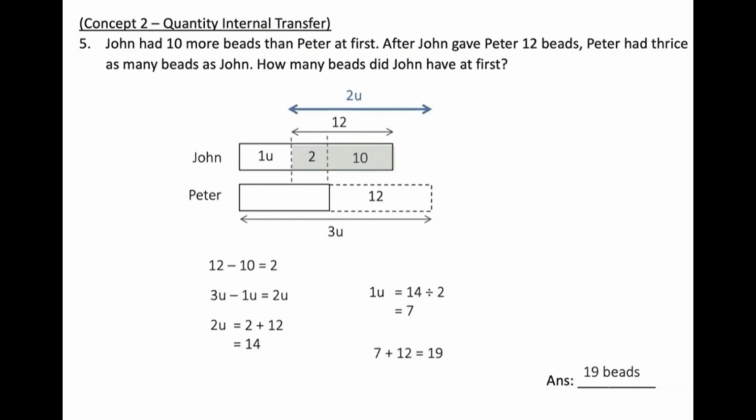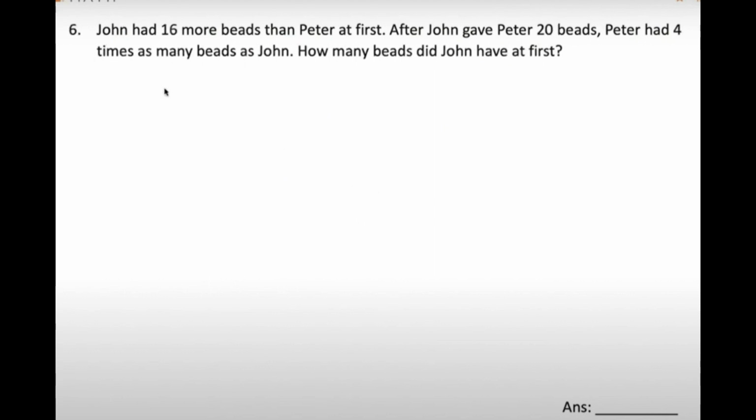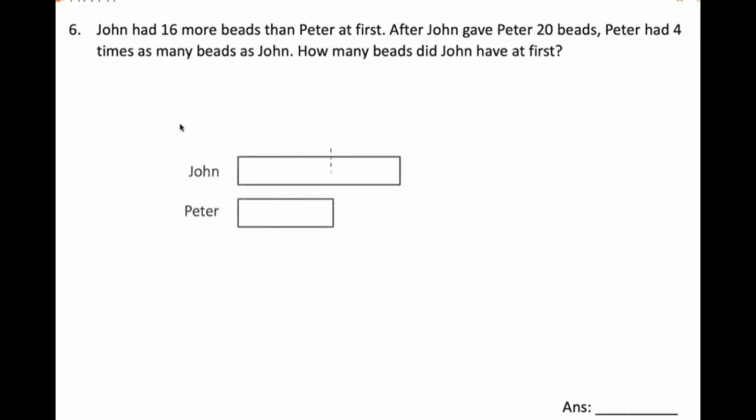Okay, no question. Question number 6. Okay, let me go through question 6 now. Again, 16 more bits than Peter. I'm going to draw John is 16 more than Peter. Okay.